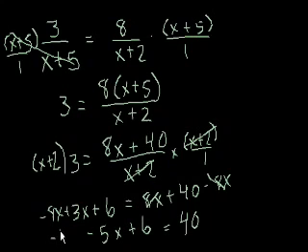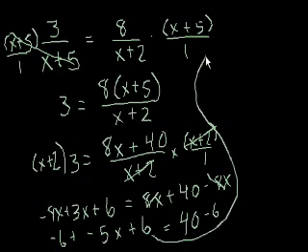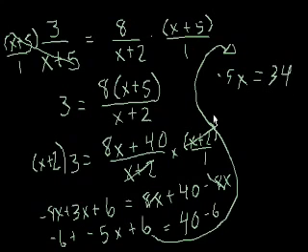Let me just write it out here. Minus 6 plus minus 6. And now I'm going to hope I don't lose you guys by trying to go up here. But if we subtract 6 from both sides, on the left-hand side, we're just left with -5x equals, and on the right-hand side, we have 34. Now it's a level 1 problem.